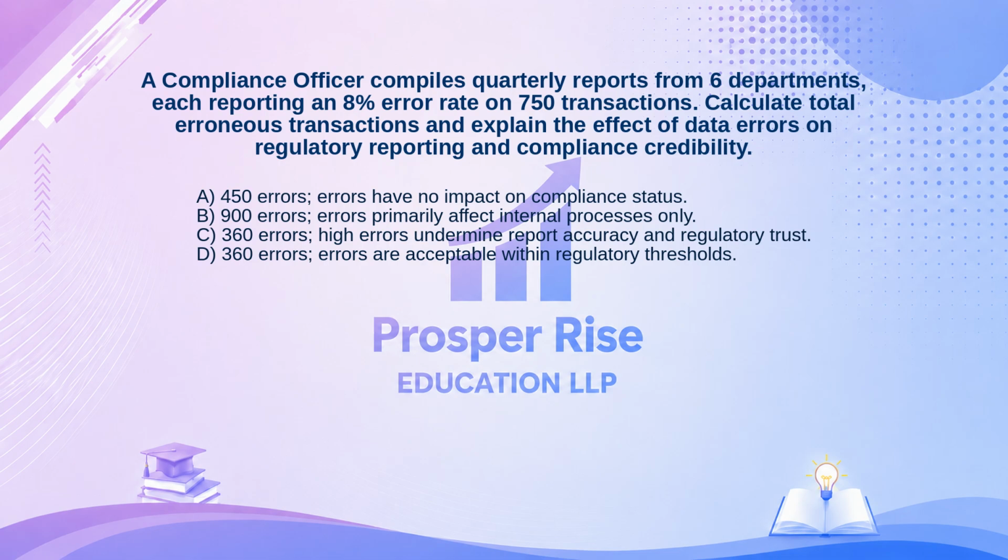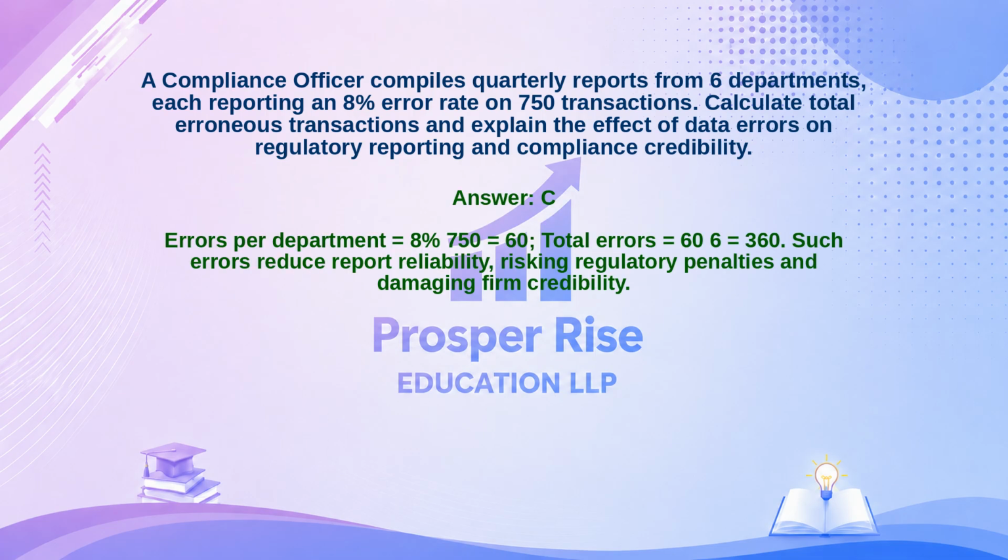The correct answer is Option C. Let's see why. Errors per department equals 8% × 750 equals 60. Total errors equals 6 × 60 equals 360. Such errors reduce report reliability, risking regulatory penalties and damaging firm credibility.